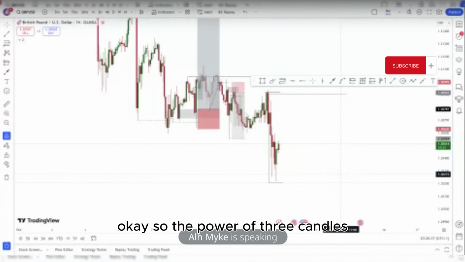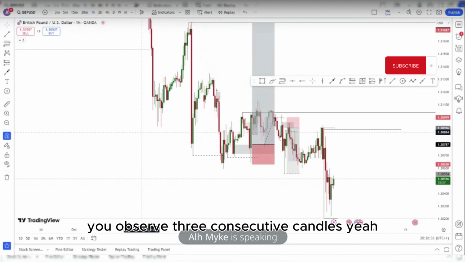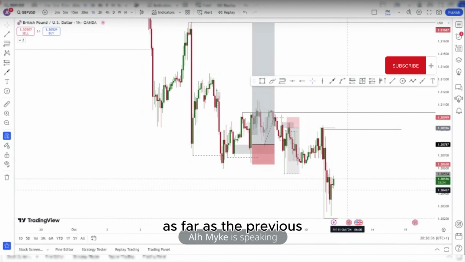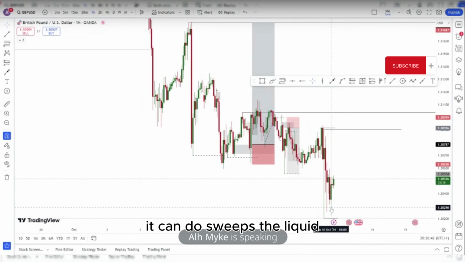Okay, so the power of three candles again, I'll just run through it. You observe 3 consecutive candles, yeah? As far as the previous candle low, the candle sweeps the liquidity.